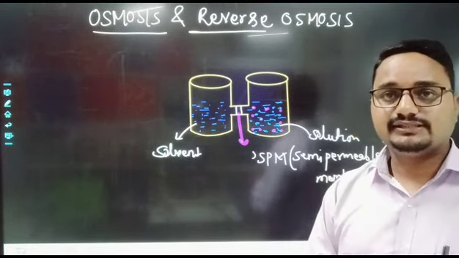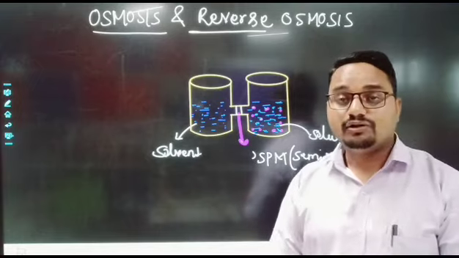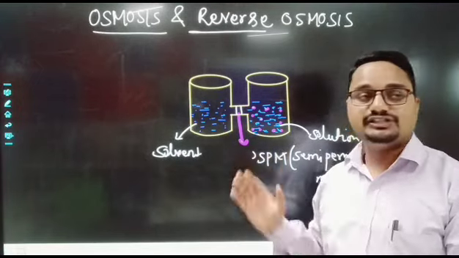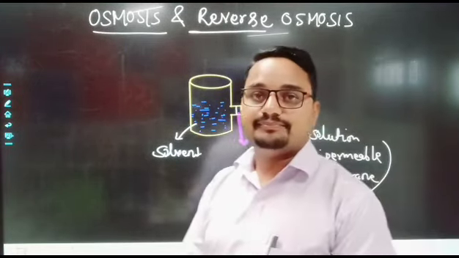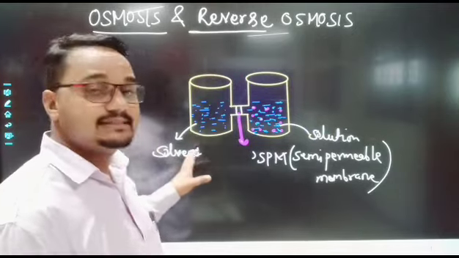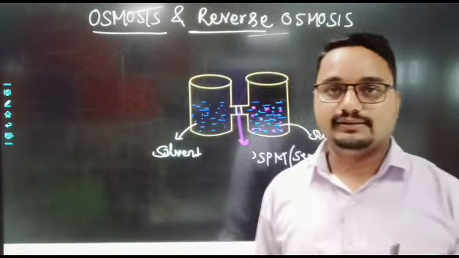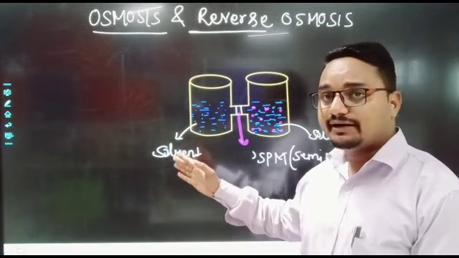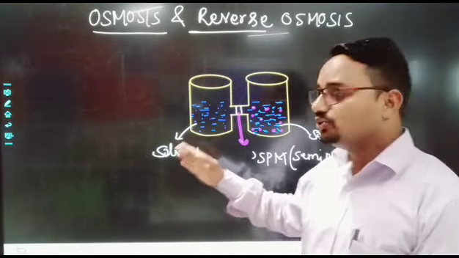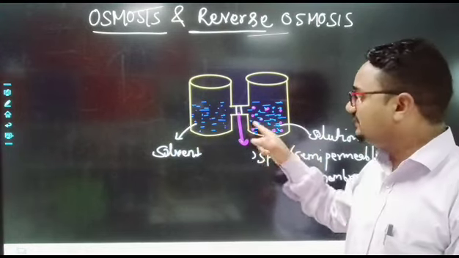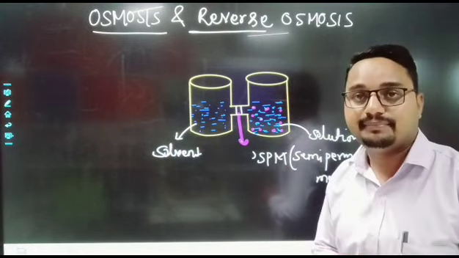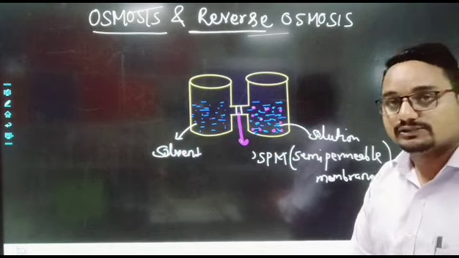So what is osmosis? When the solvent particles move from the solvent to the solution side through the SPM, this process is called the osmosis process. Clear? So when the solvent particles move from the solvent side to the solution side with the help of a semi-permeable membrane, this process is called osmosis.